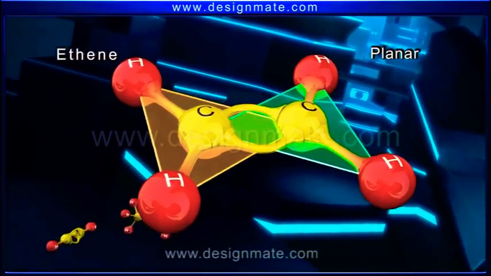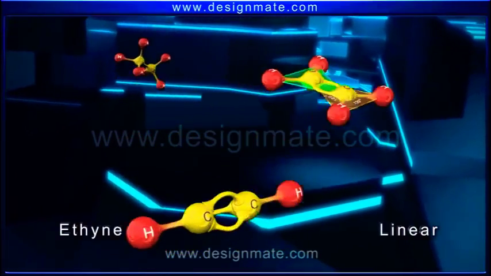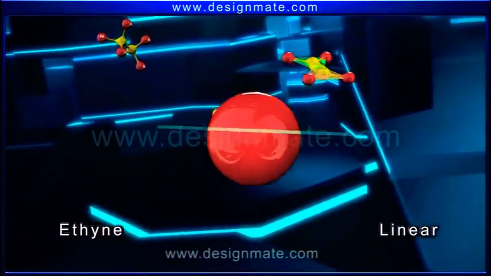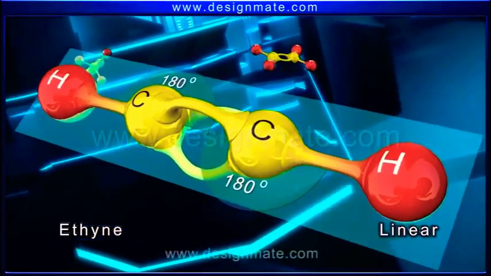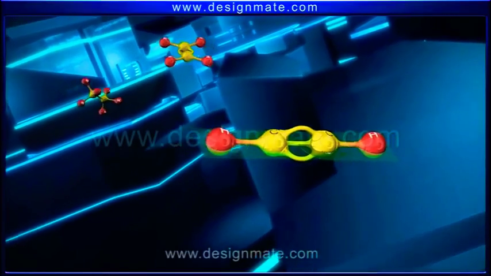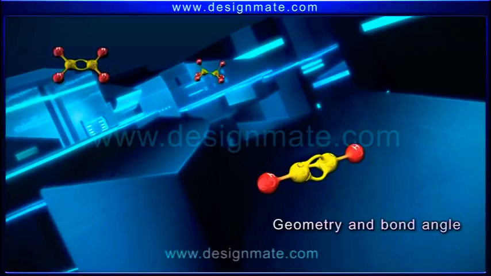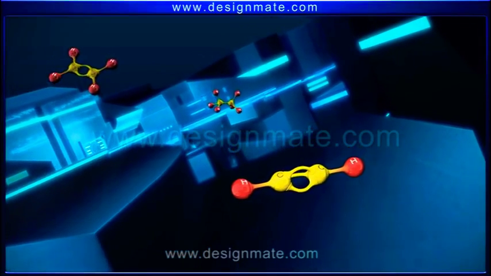Ethene is a planar molecule with a bond angle of 120 degrees, while ethine is a linear molecule with a bond angle of 180 degrees. All these three hydrocarbons differ from each other in geometry and bond angle due to a difference in the state of hybridization of carbon atom in them.